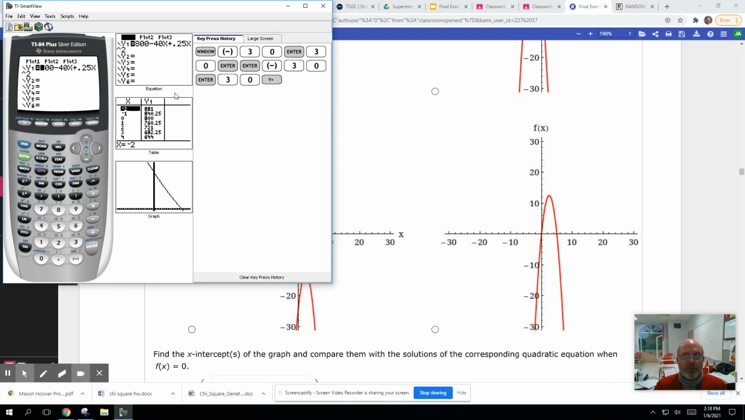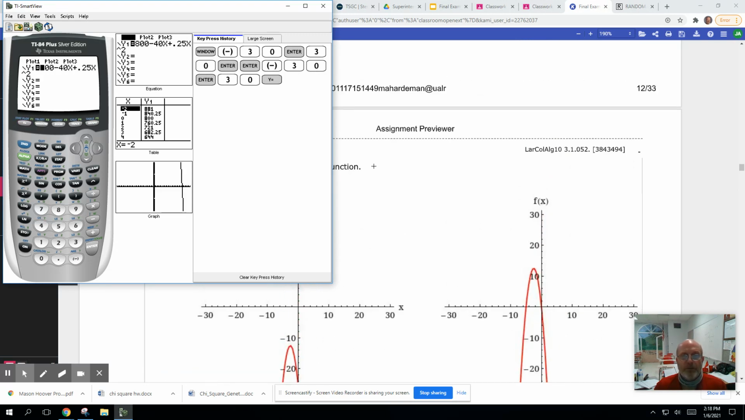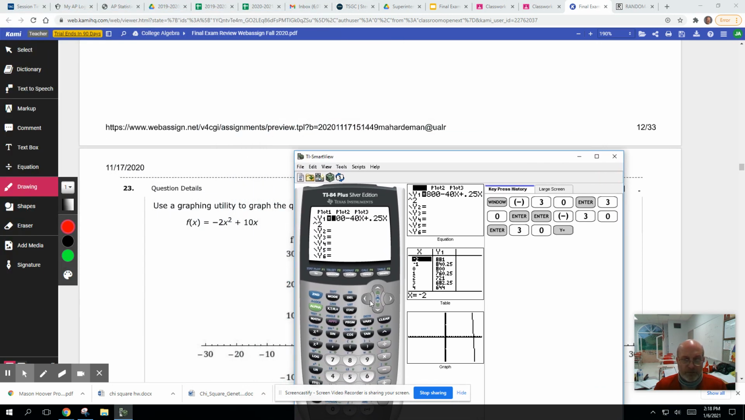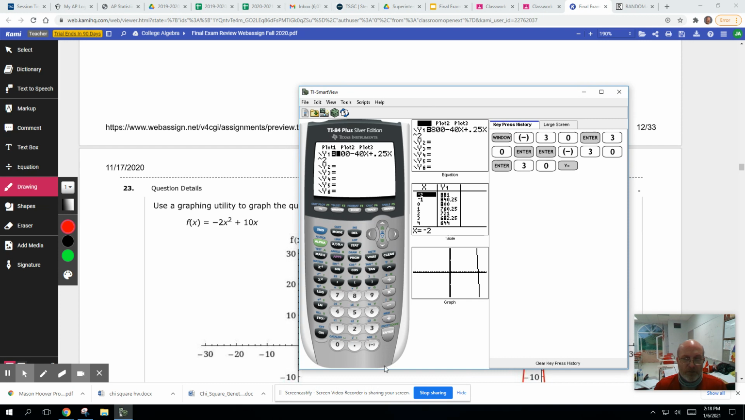Then we'll go to y equals and we'll type in the function. There it is, negative 2x squared plus 10x. Let's go ahead and clear this first. Negative 2x squared plus 10x. Then we're going to hit graph.